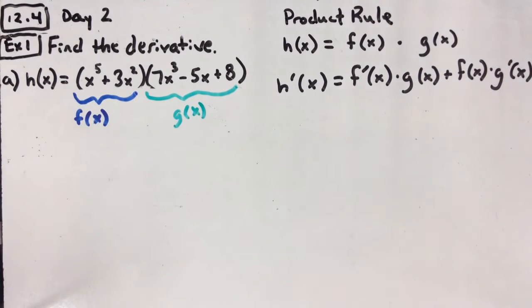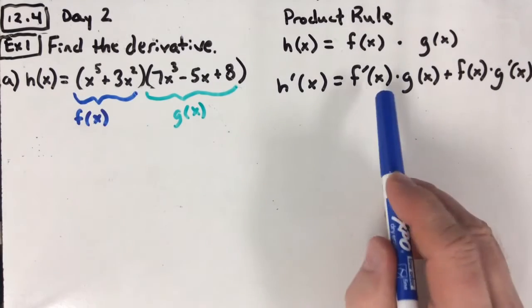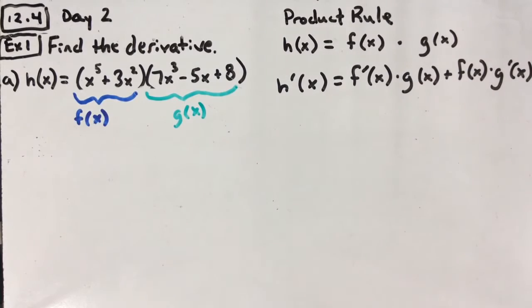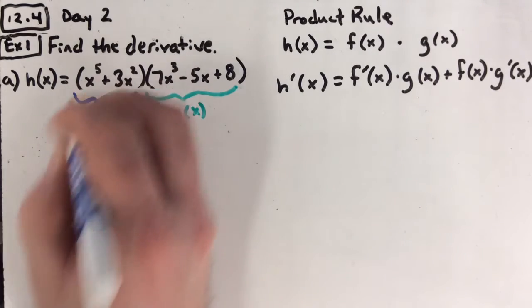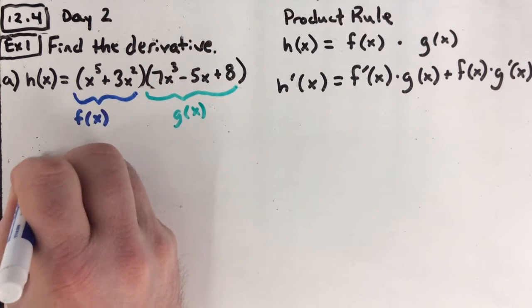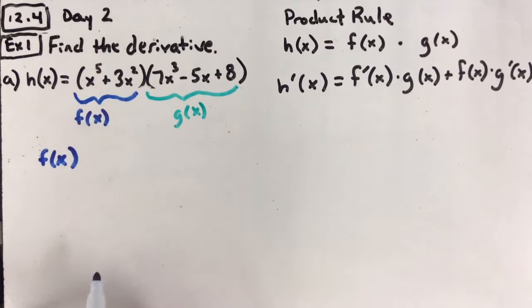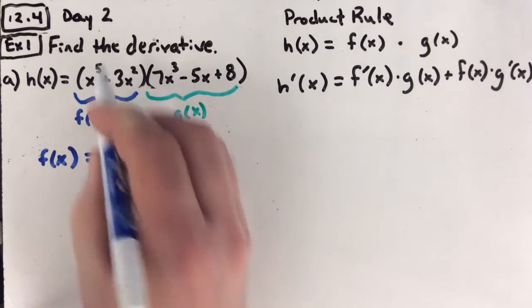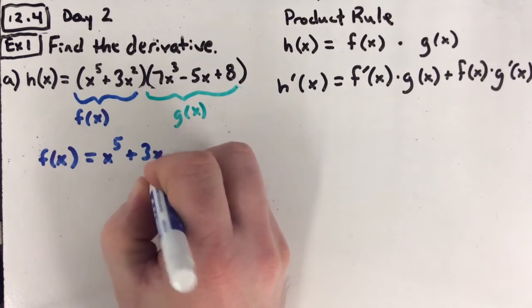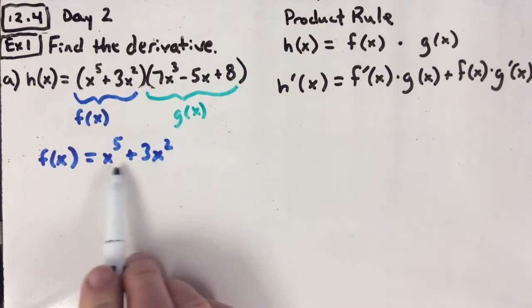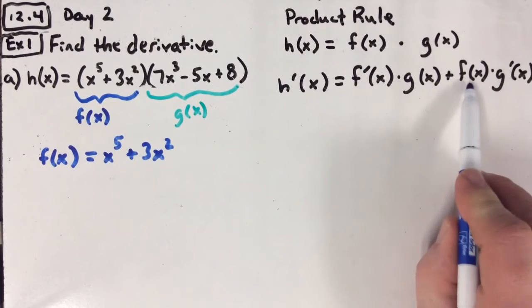All right, so here's what we're going to use and need. We need these four quantities. So let me get started by writing some of them down. We are going to need the original first function, which is listed here as f of x. So f of x, let me just copy that down. That is going to be x to the 5th power plus 3x squared. We're going to need that, and that's going to go here in the formula.